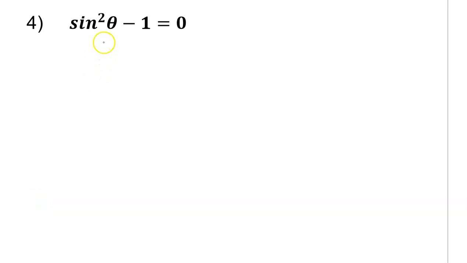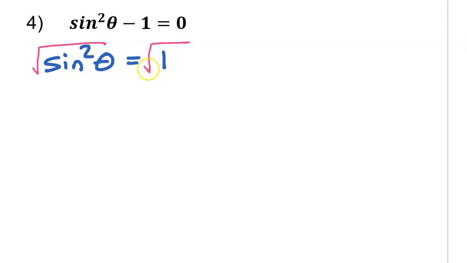Problem number 4 will have an extra step because this is quadratic. It is being squared, so eventually we will have to deal with that. But first, let's get sine squared theta alone by adding 1 to both sides. So that will give us sine squared theta is equal to 1. So I need to get sine theta by itself. So I'm going to take the square root of both sides of the equation.